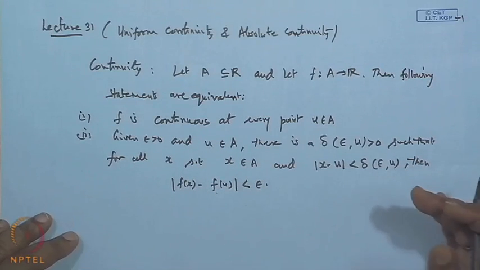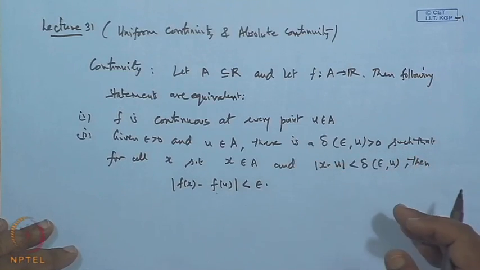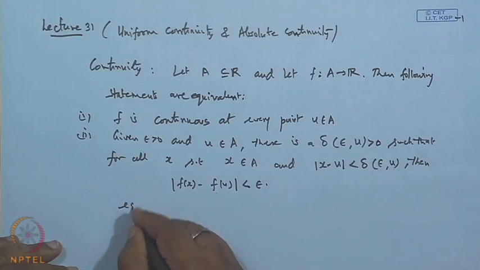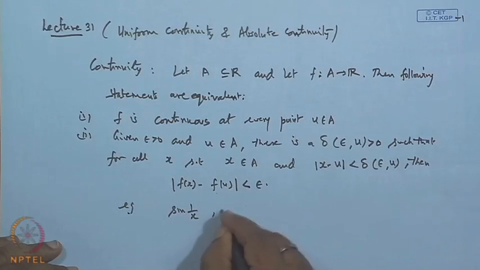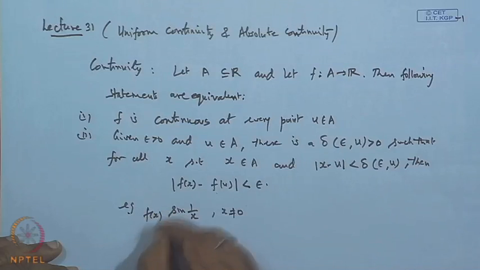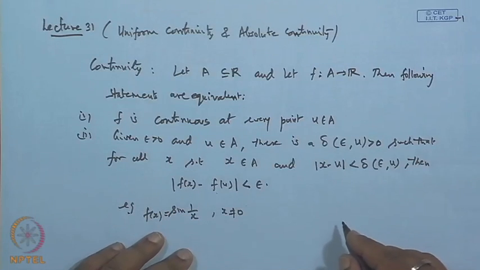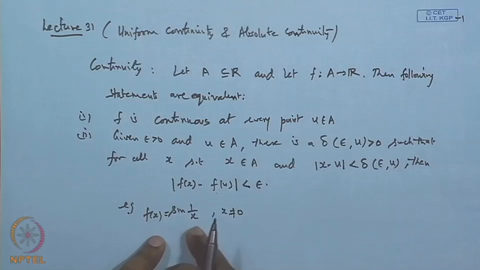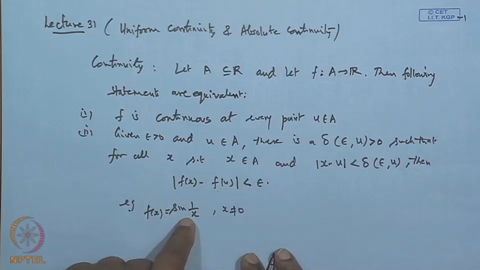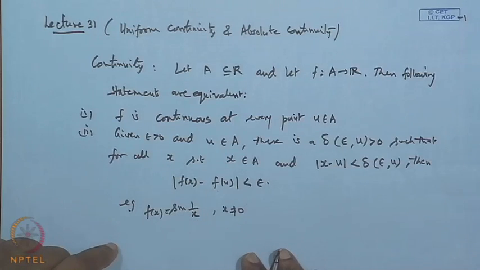Maybe, suppose for some point the function is changing its values very slowly, and near some other point it changes very rapidly. For example, if we take sin 1 by x when x is not equal to 0, this function is changing very rapidly when the point is very close to 0. It goes up and down between plus 1 and minus 1 very rapidly. So, we are interested in such type of functions where the change is smooth.